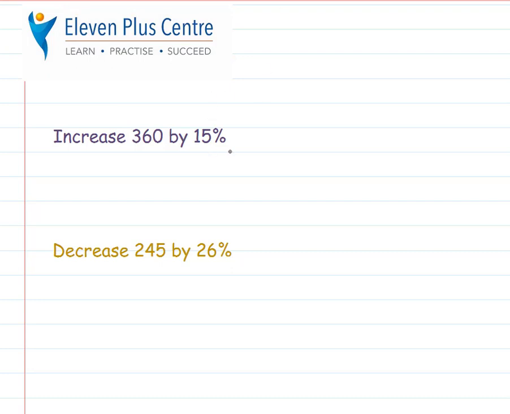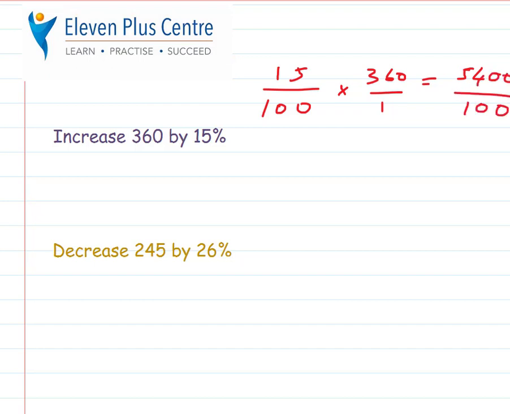Okay, so let's do 15% of 360. That's 15% times 360. So 15 times 360 makes 5400, divided by 100. Cancel these two zeros off. That's equal to 54. So now we've got to add the 54 to the 360. And if you did that correctly, the answer you get is 414. So 0 plus 4 is 4. This is 11, 1 carryover, plus the 3 makes it 4. So 360 increased by 15% is 414.